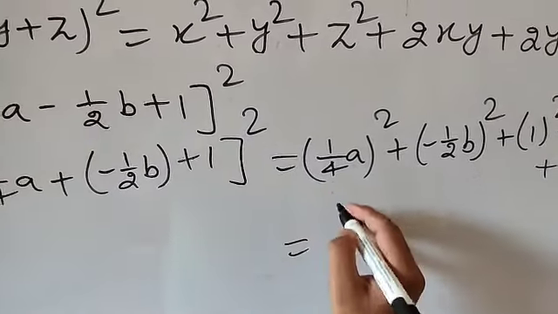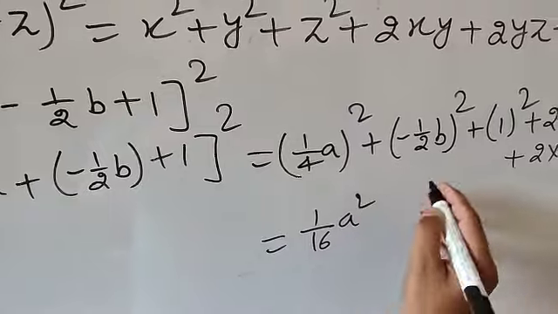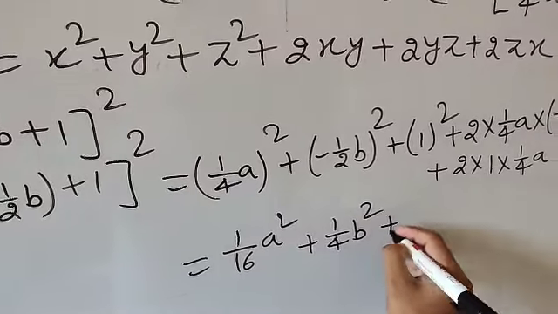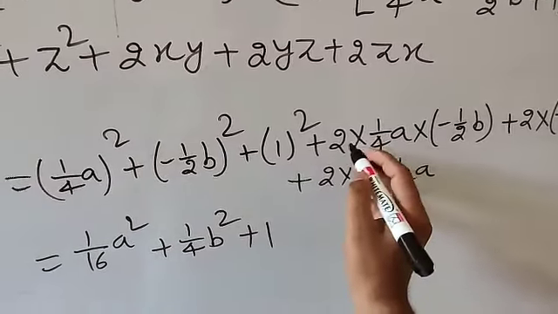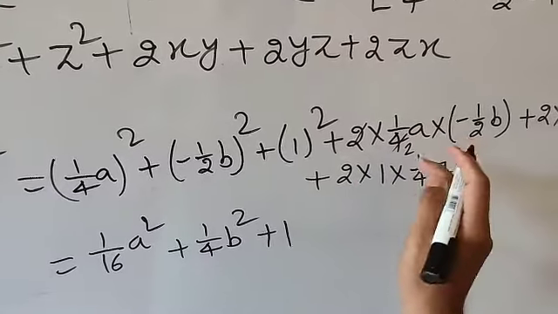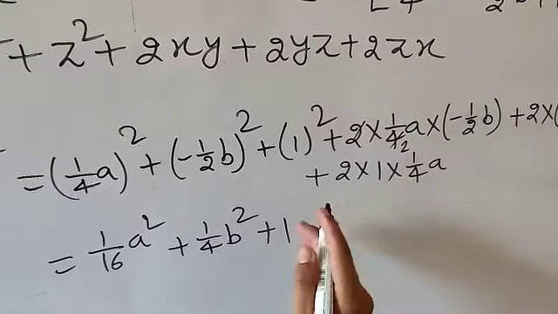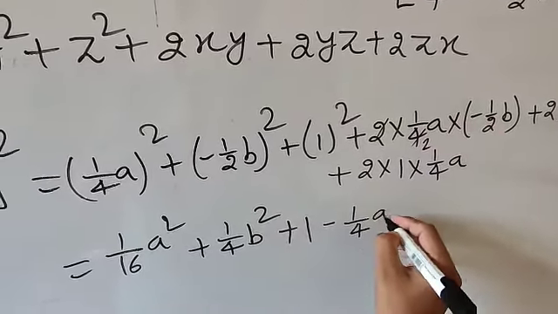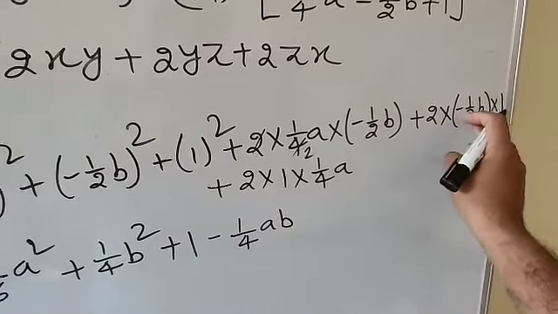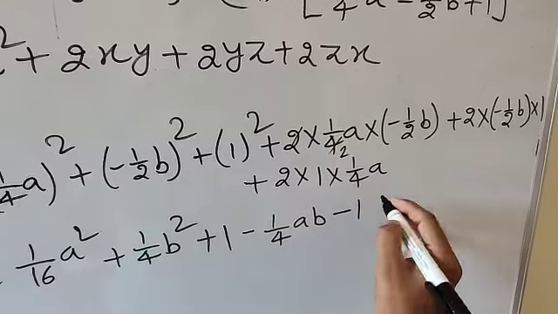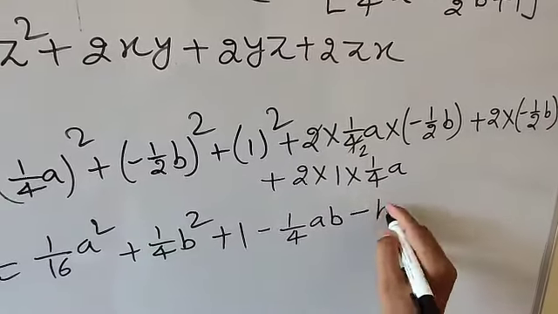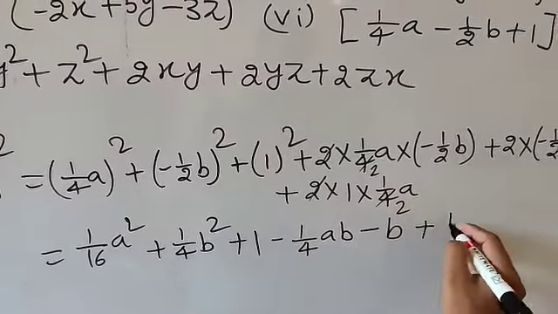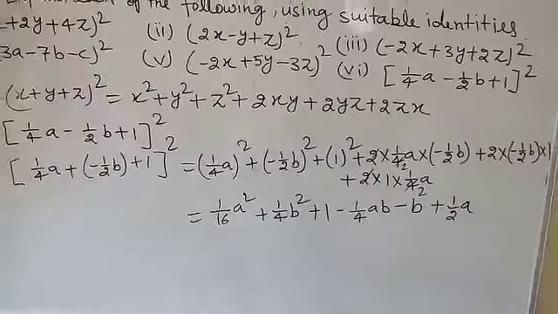Now 1 by 4a square equals 1 by 16a square, minus square will be positive, so plus 1 by 4b square, so plus 1 square is 1. Here 2 into 2 is 4. So 1 by 2a into minus 1 by 2b, that will be negative, plus into minus is minus, 1 by 2 into 1 by 4, a into b, ab. Now here 2 and 2 will be cancelled, and minus 1 into plus 1 will be minus 1, and b, so it will be minus 1 into b, minus b. And next here 2 into 2 is 4, so it will be plus 1 by 2a. So here is the answer of the sixth part.